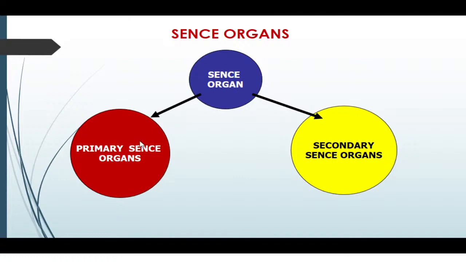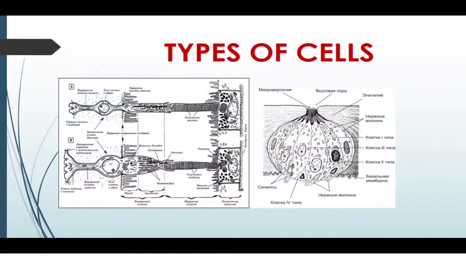According to the organization of receptors, we have to identify two types of sense organs: primary sense organs and secondary sense organs. What does it mean? It means that the primary sense organs are the organs which are organized from the original neurons, like receptor cells, original neurons. But the secondary sense organs are receptors which are organized from modified epithelial cells. Example, epithelial sensory cells.